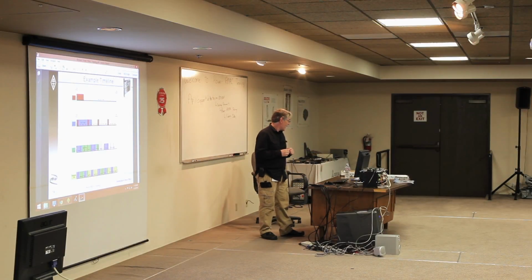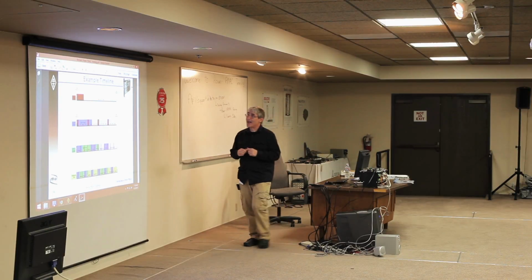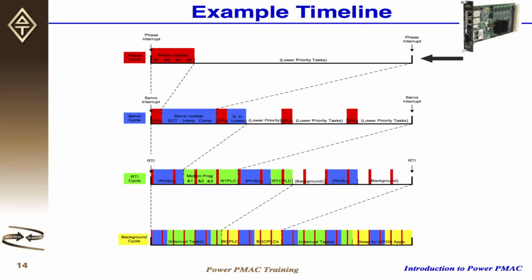So if we take a look here at an example timeline that Pmac has, we can see here's the phase interrupt. And notice how interrupts are phases in red. So here's servo interrupt now. And you can see every so often the phase is interrupting the servo. Here is the real-time interrupt sequence. And now we can see that there's a phase interrupt, there is a servo interrupt, and then the RTI happens after so many servo cycles occur. And then if we take a look at background cycle, we can see that's constantly being interrupted by the phase, then the servo, RTI.